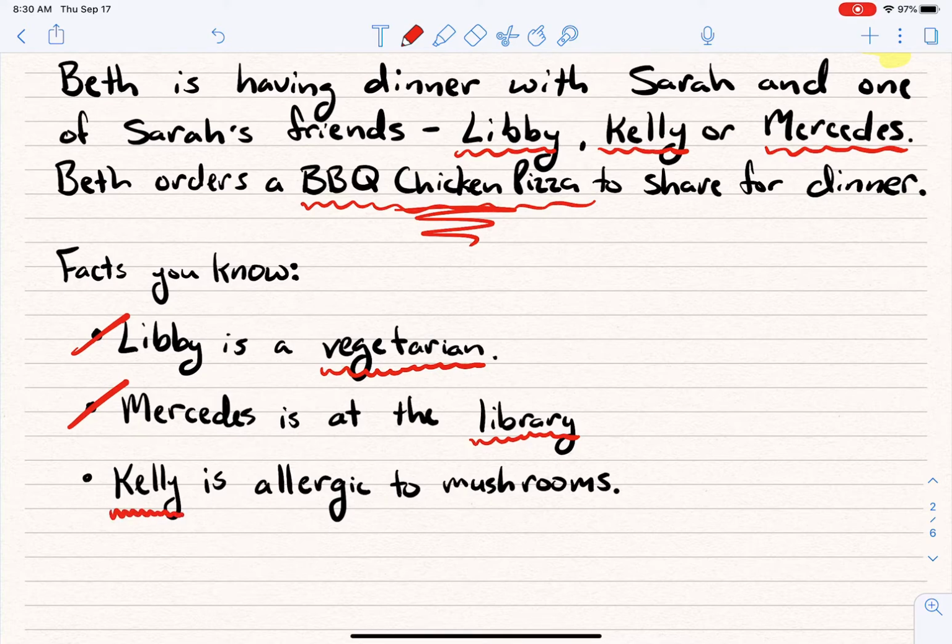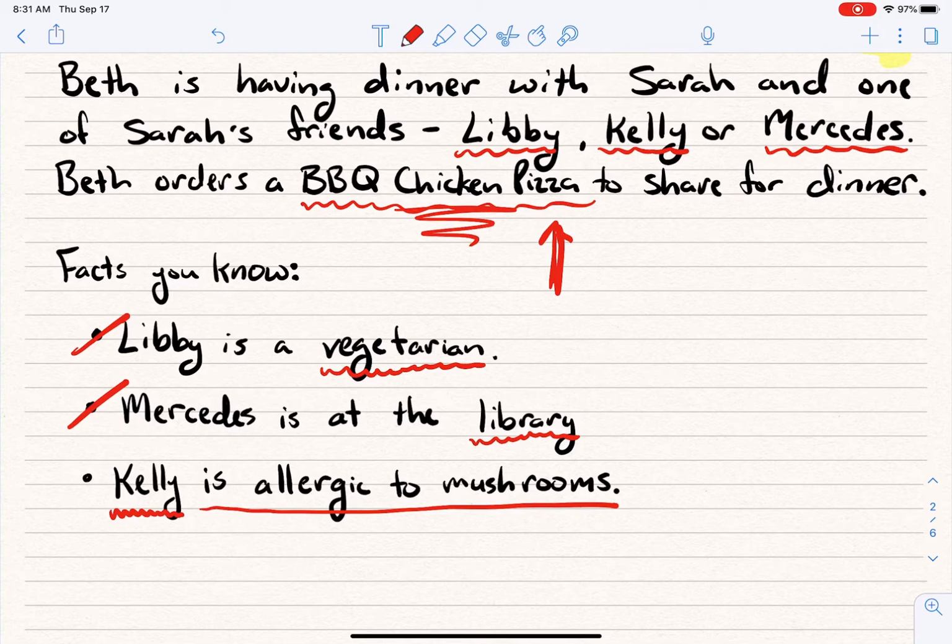But it's important for us to look at the rest of the information just to make sure that somehow Kelly doesn't get ruled out as well. And it says Kelly is allergic to mushrooms. But nowhere does this pizza mention that it's got mushrooms on it. So it's okay that Kelly's allergic to mushrooms. She's not a vegetarian and she's available. And so it must be Kelly. Beth is having dinner with Sarah and Kelly. So by process of elimination, we were able to figure out that it was Kelly.